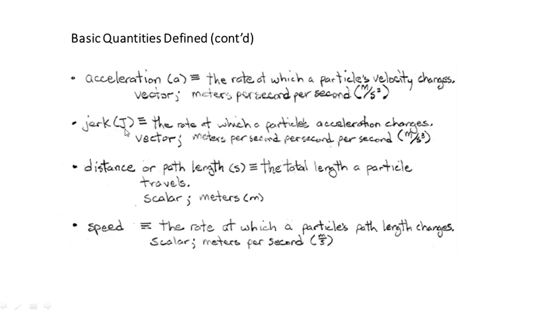Jerk, with a capital J, is the rate at which a particle's acceleration changes. Likewise, it's a vector quantity, and its units are meters per second per second per second, or meters per second cubed. We have distance, or path length, and this is the total length a particle travels. It's a scalar quantity with units of meters. And lastly, we have speed. That's the rate at which a particle's path length changes. It's a scalar quantity measured in meters per second.